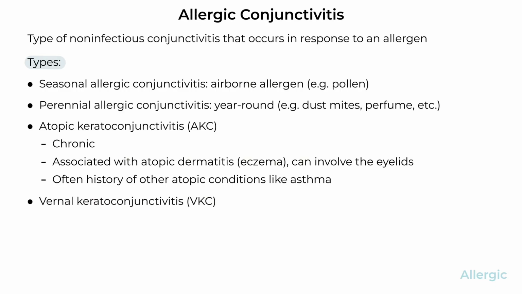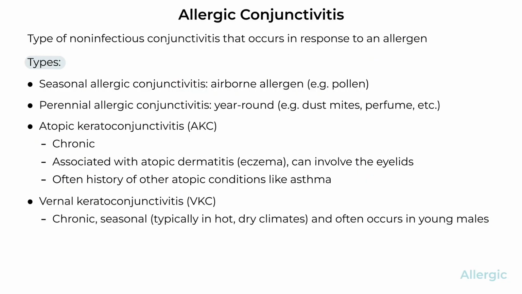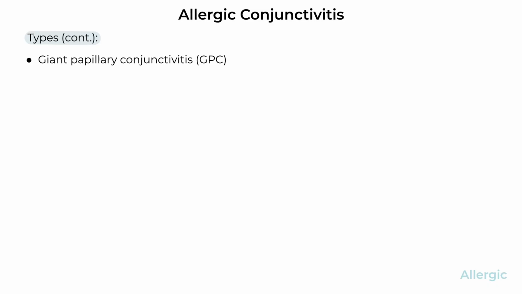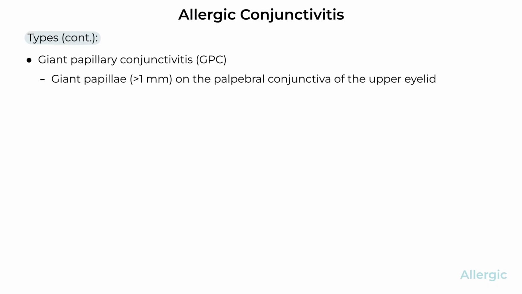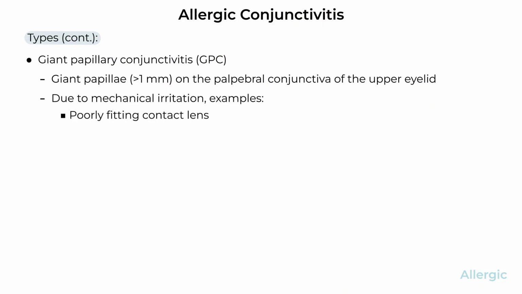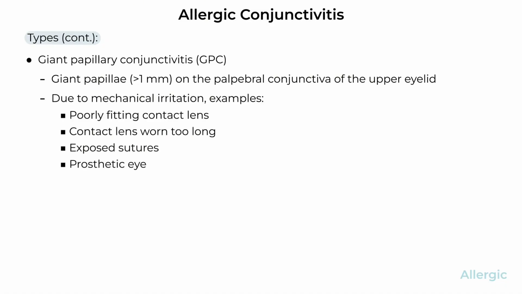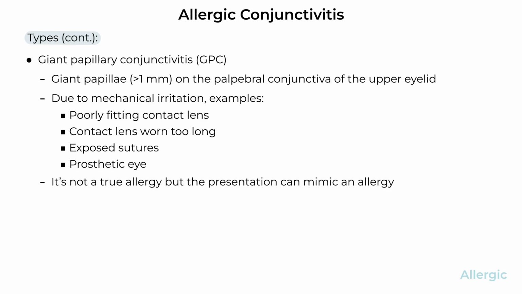Vernal keratoconjunctivitis, or VKC. This is chronic, seasonal, typically in hot, dry climates, and often occurs in young males. Giant papillary conjunctivitis is where there's giant papillae on the palpebral conjunctiva, particularly the upper lid. It results from mechanical irritation, like from a contact lens that's poorly fit or worn too long, an exposed suture, or a prosthetic eye. It's not a true allergy, but the presentation can mimic an allergy.